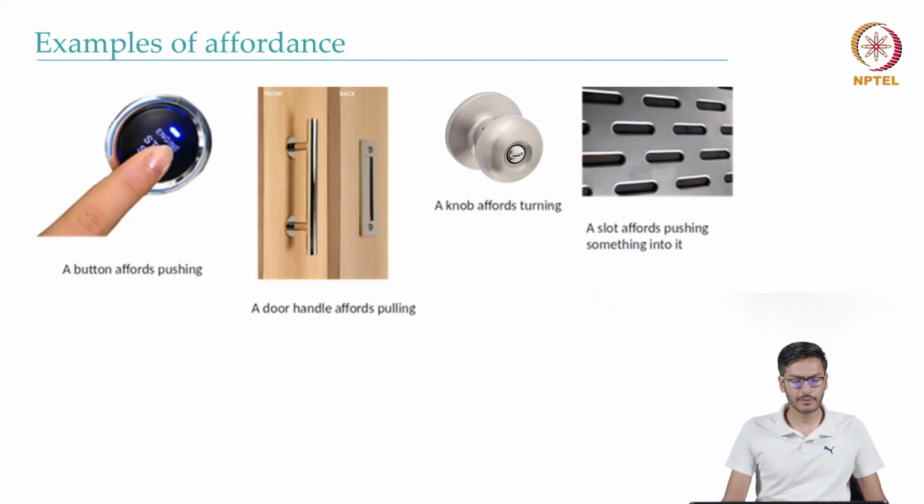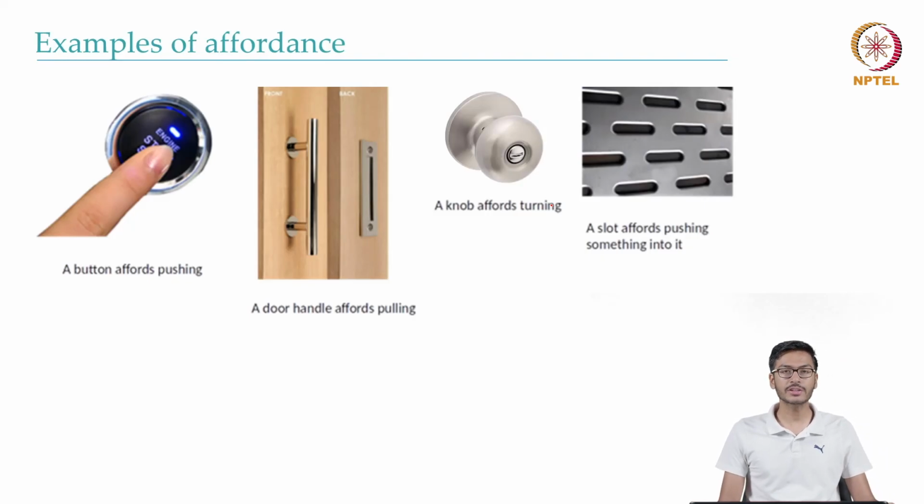The next example of affordance we have is a button that affords pushing. If you see a button for electrical plans, you know that you need to push it down to turn it on. And a round doorknob affords turning, because as soon as you look at it, you know that you need to turn it to open the door. When you go to certain places, you see slots being made for donations or anything of that sort.